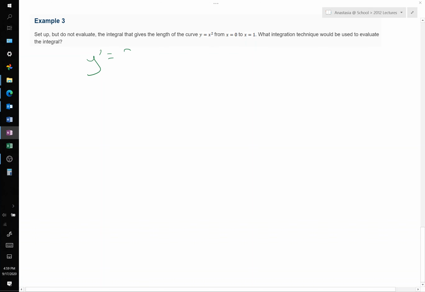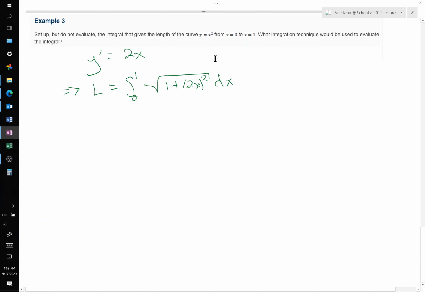So finding y prime, we get that it's equal to 2x, which is definitely continuous everywhere. So we are fine there. So this means that the length is going to be the integral from 0 to 1 of the square root of 1 plus (2x) squared dx. So there's our length integral.